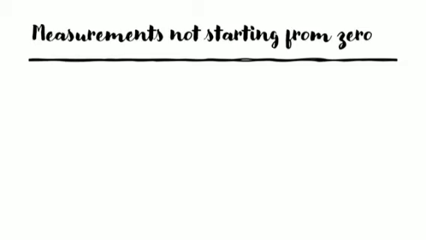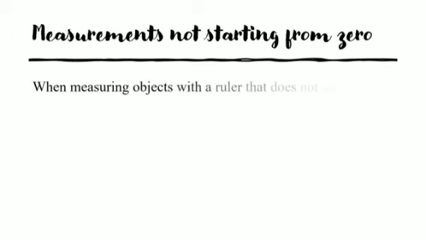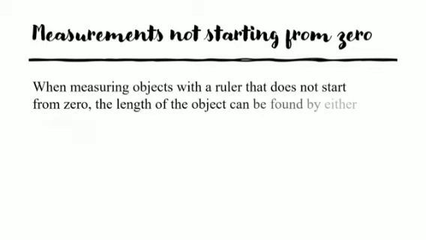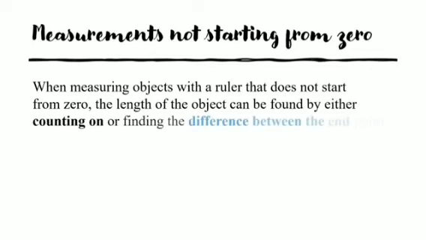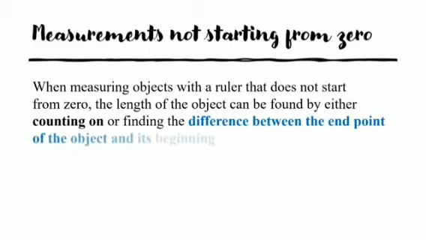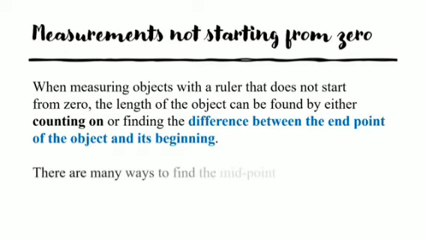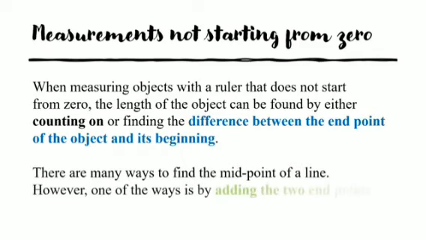Today's tip will focus on measuring objects with a ruler that does not start from 0. When measuring objects with a ruler that does not start from 0, the length of the object can be found by either counting on or finding the difference between the endpoints of the object and its beginning. There are many ways to find the midpoint of a line. However, one of the ways is by adding the two endpoints and dividing the sum by 2. Let us get into some examples.